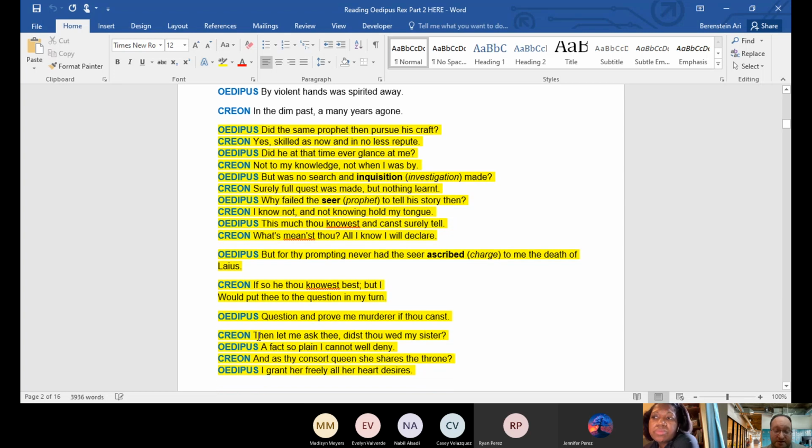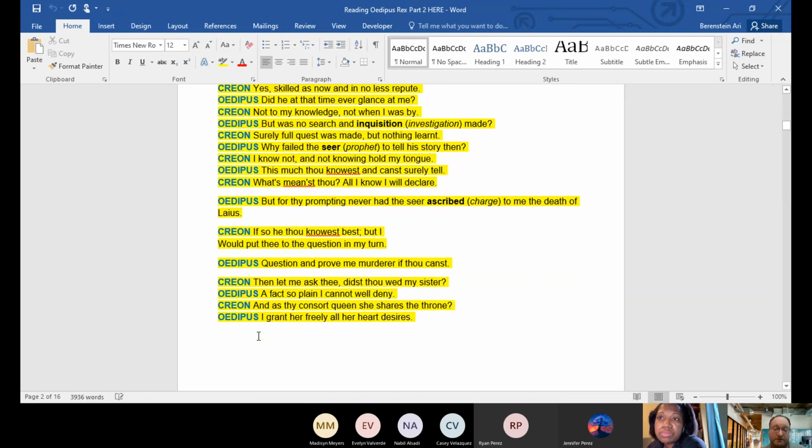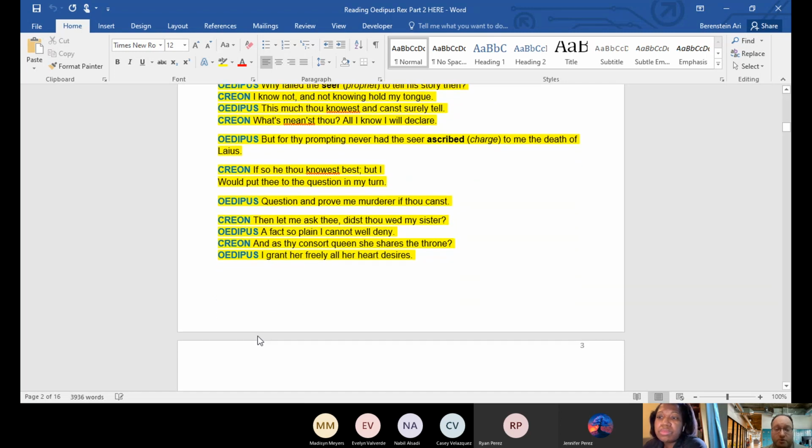So in this highlighted section: Did the same prophet then pursue his craft? Yes, skilled as now and in no less repute. Did he at that time ever glance at me? Not to my knowledge, not when I was by. But was no search and inquisition made? Surely full quest was made, but nothing learnt. Why did the seer fail to tell his story then? I know not, and not knowing, hold my tongue. Thus much thou knowest and canst surely tell. What meanest thou? All I know I will declare. But for thy prompting, never had the seer ascribed the death of Laius to me. If so, thou knowest best, but I would put thee to the question in my turn. Question and prove me murderer if thou canst.